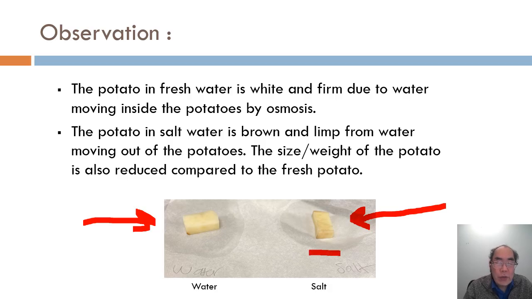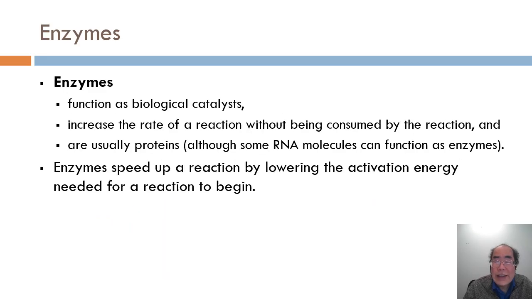And the potato on the right that was soaking in the salt water, it turned out to be very flimsy, and I don't know if you can see it in this picture, but it also turned a brownish color. And when they weighed it, it actually lost weight because water flowed out of the cells due to osmosis. Okay, and this is an experiment that you guys can do at home. You'll have to buy some potatoes and just cut a few slices, and the rest of the potato you can cook and eat. So that's the osmosis experiment.